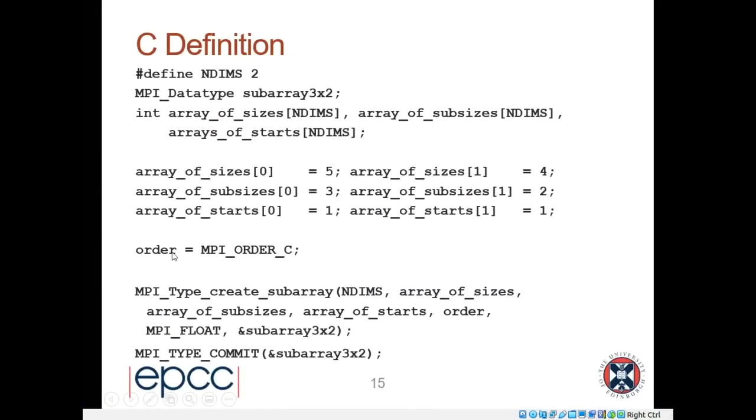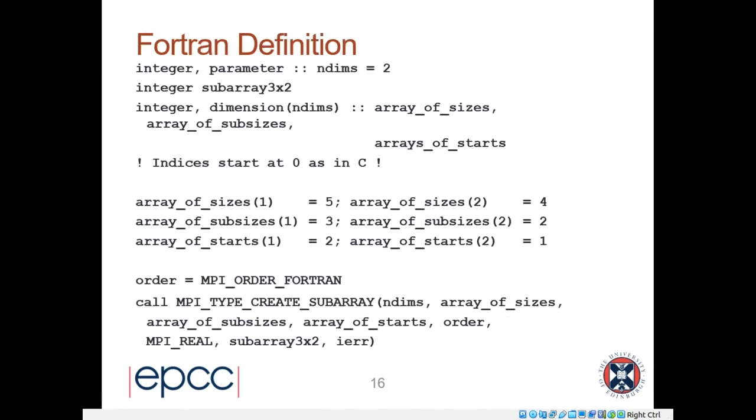Apologies for that. Now what you do, you have to tell MPI whether you're in C or Fortran, because C and Fortran have these different definitions for column major and row major. But then it's quite simple. MPI type creates subarray, number of dimensions, which is 2, the array of sizes, which is 5x4, array of subsizes, which is 3x2, array of starts, start at 1, 1. The order is order C, and the array, say, contains MPI floats, and I get back this new subarray data type. So I've defined this subarray data type, which corresponds to this subsection of the big array, and I have to commit it. That's an MPI technicality.